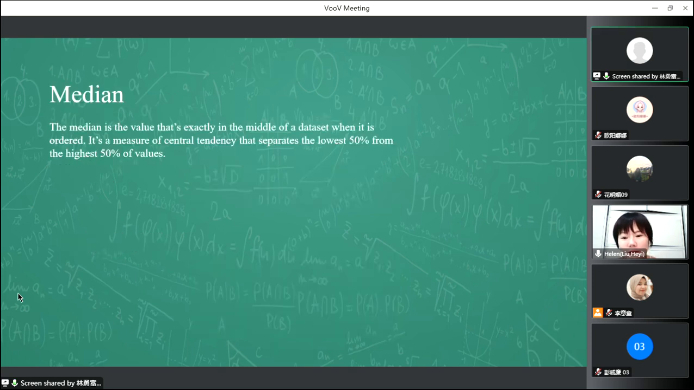Let's continue to the median. The median is the value exactly in the middle of the data set when it is ordered. It's a measure of central tendency that separates the lowest 50% from the highest 50% of values.